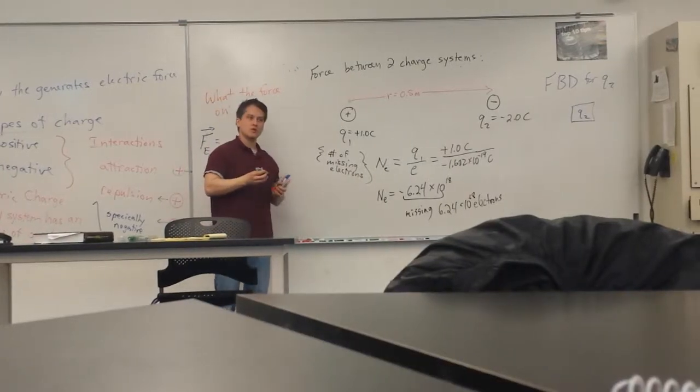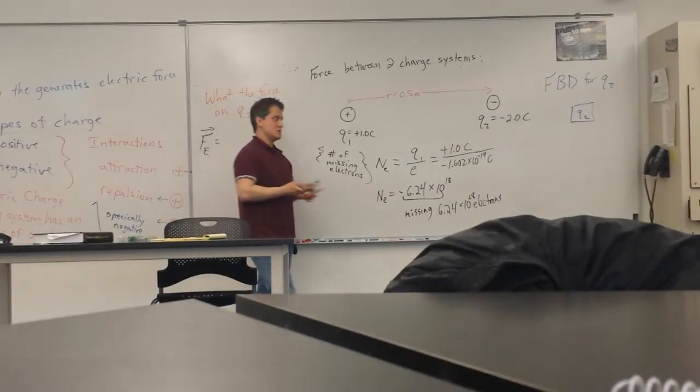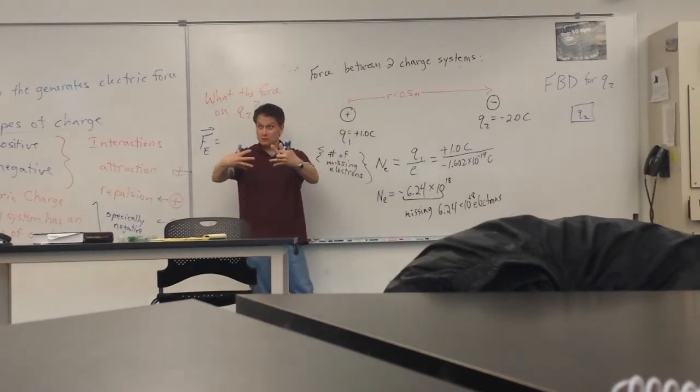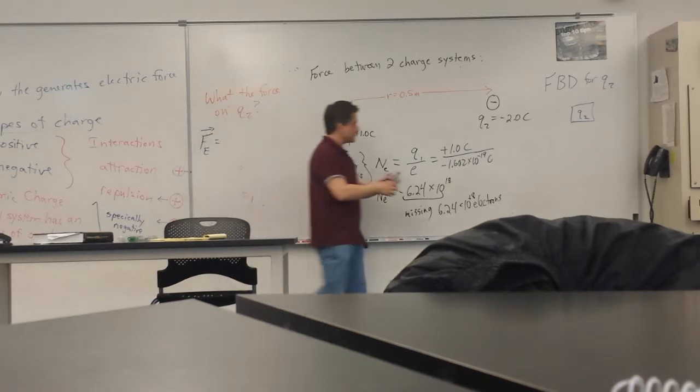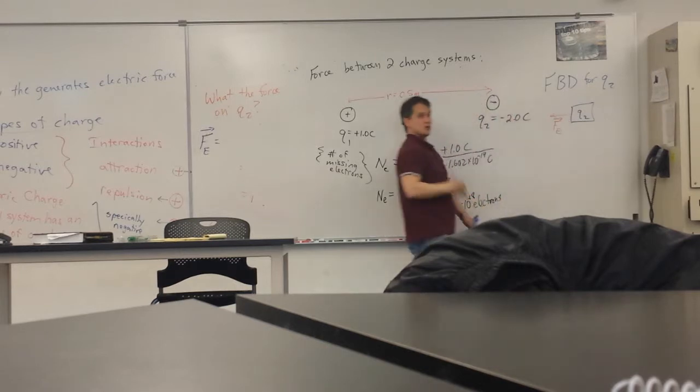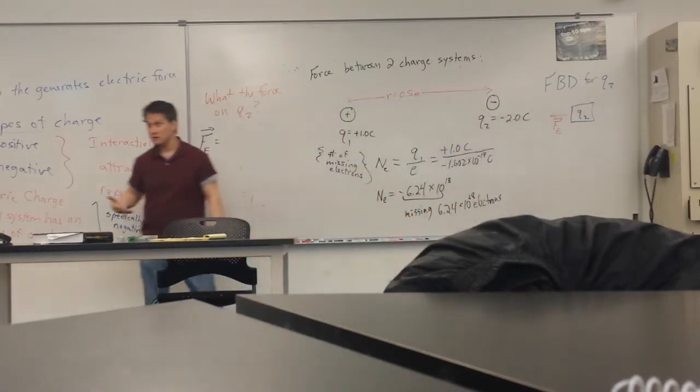What's the direction of the force on this ball? Pointing towards Q1, right? It's attractive because they're opposite charges. So we know that's sort of going in. So the force is really pointing in this direction. So I'll say there's your Fe. I want to know what that Fe is.